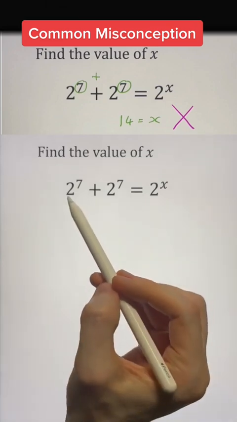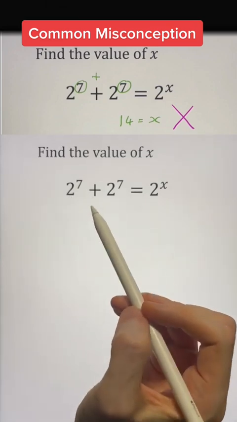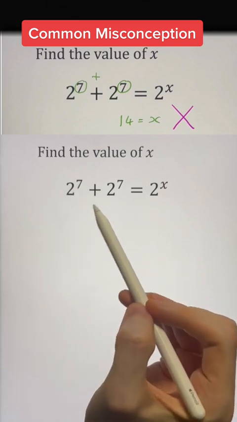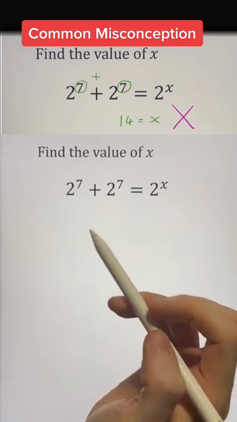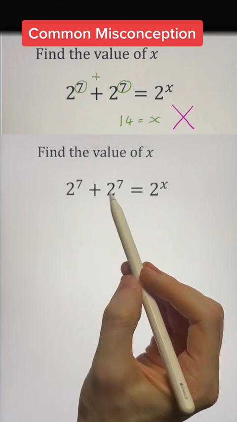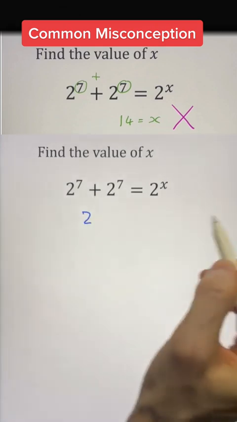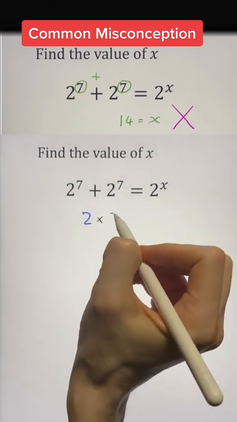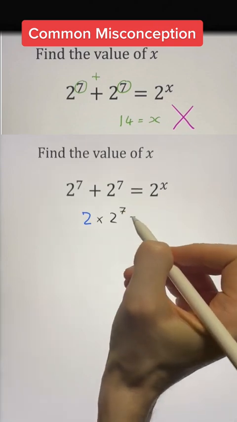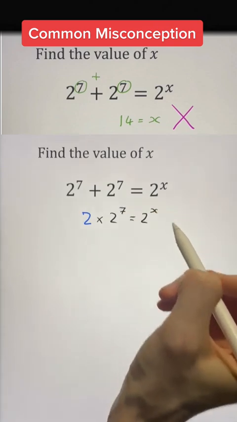Well, here on the left I have 2 to the power 7 plus 2 to the power 7. These are like terms, as they have the same base and the same power. Hence, one lot add another one lot will give me 2 lots of 2 to the power 7. And I've still got 2 to the power x on the right hand side of my equation.